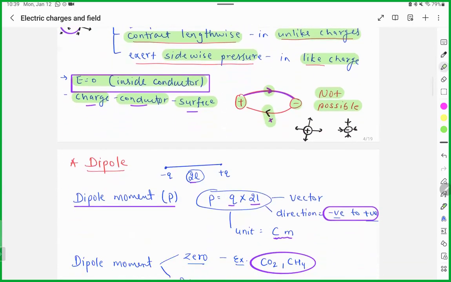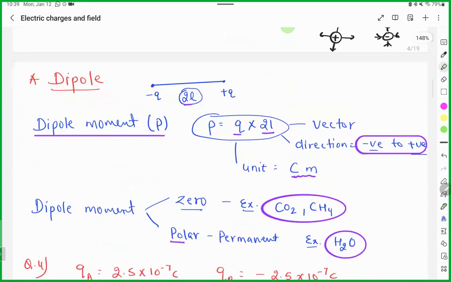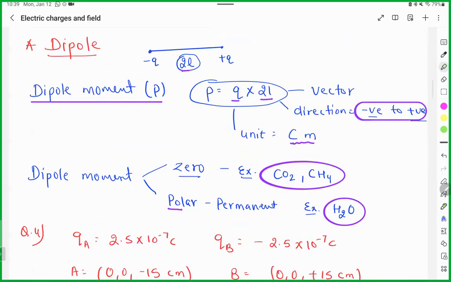Okay? Important formula. Next, dipole. In case of dipole, there will be minus q and plus q charge, and we are considering some distance between them. That's how dipole. Dipole means you have positive and negative charge with some distance. That's why when we talk about dipole moment, we consider both factors, charge as well as distance. Vector quantity.